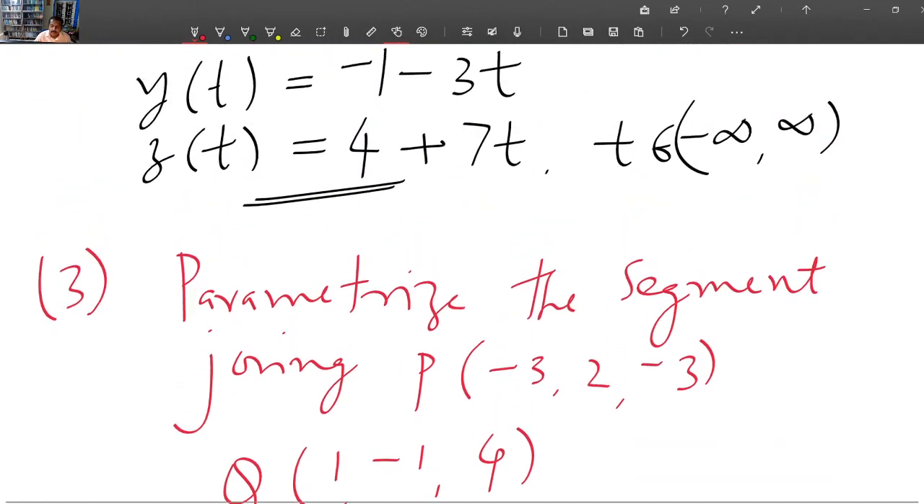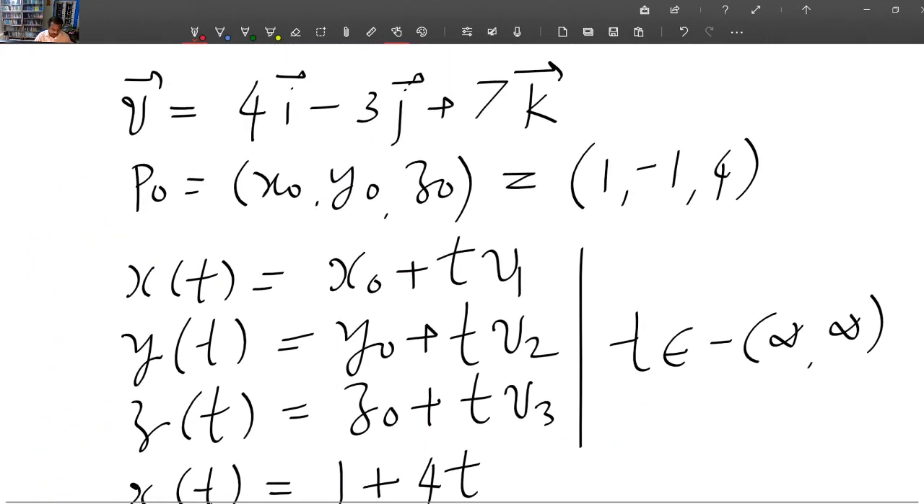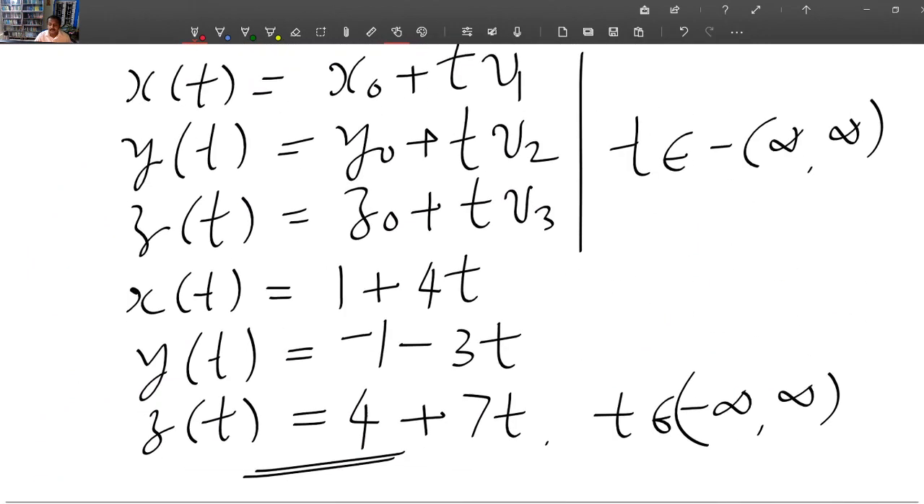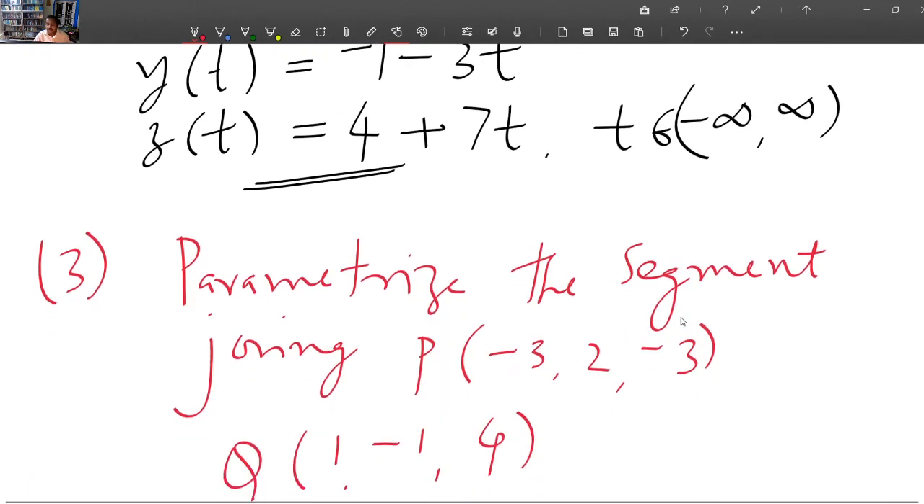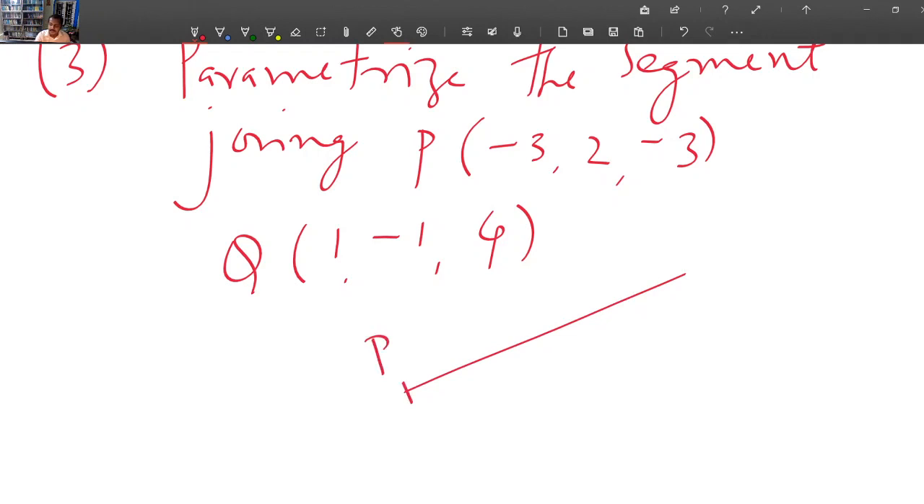So here again the problem is the same as the previous one, but you have to parameterize the segment. So suppose that this is the point P, this is the point Q, and the parametric equation gives the equation of the entire line L.